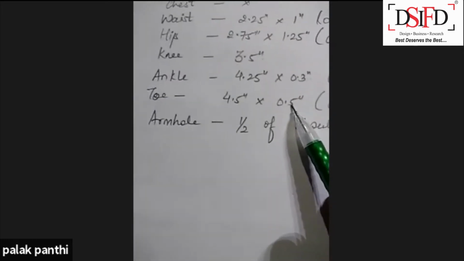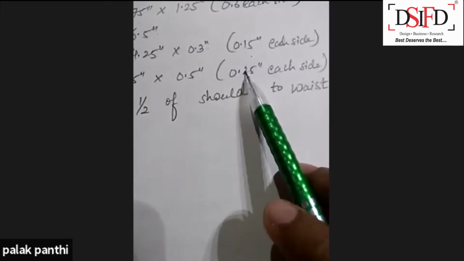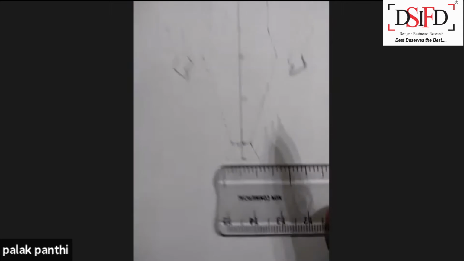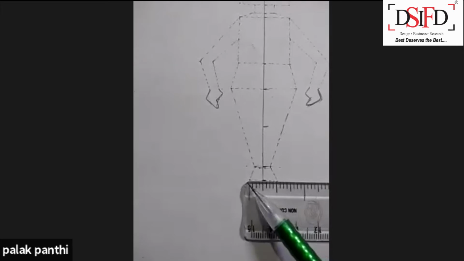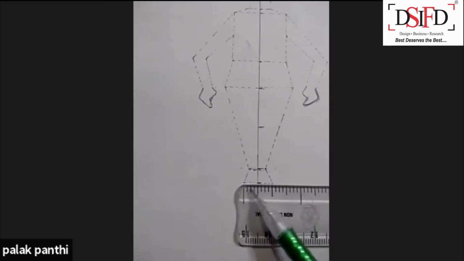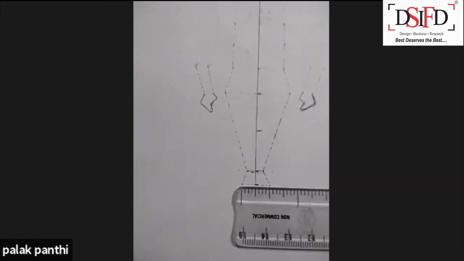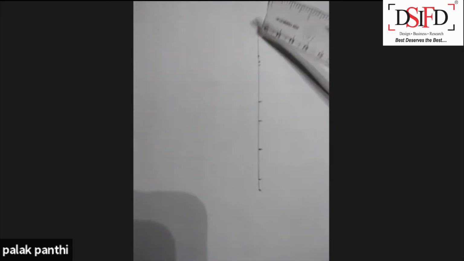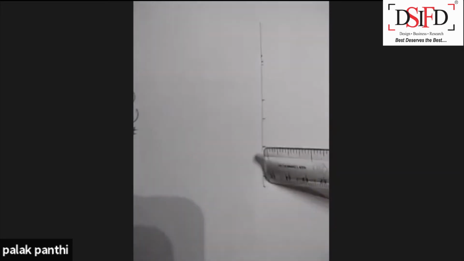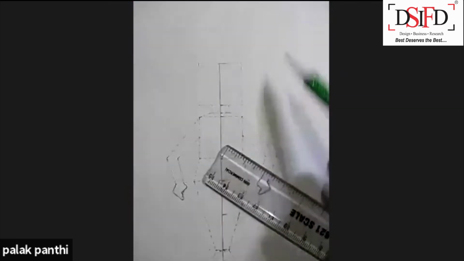Okay, so last we were there at foot or toe, which is 0.5. Again, divided by 2 is 0.25, so 0.25 on each side will make 0.5. Once you mark all these things on a line, like I was doing over here, first we did all the vertical measurements, then we do all the horizontal measurements and just join them with dotted lines like this. Then you get this full figure.